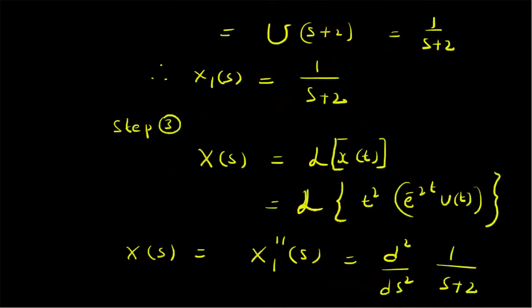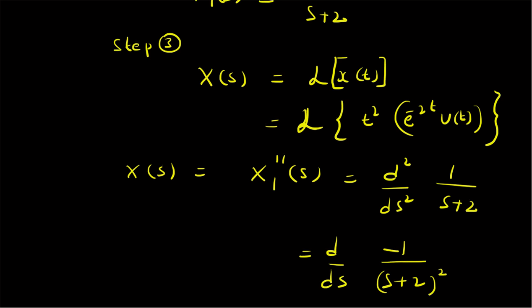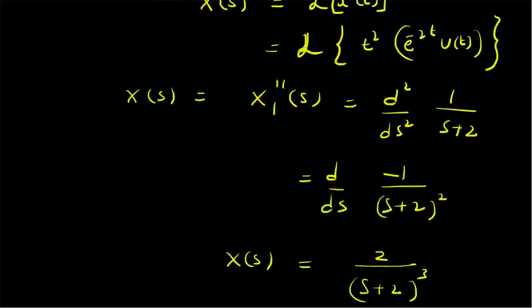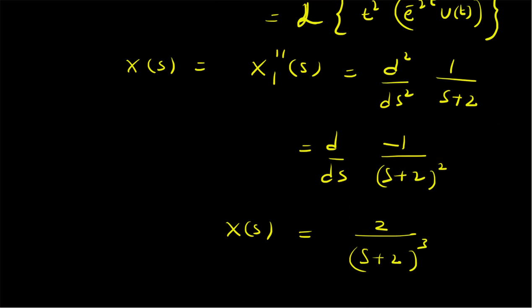And then in the third and final step, the Laplace transform of the given signal is found based on the differentiation property, that is differentiation in the s-plane. By using this property, we found that X(s) is the second derivative of X1(s), where X1(s) is the result in step 2. By simply applying the differentiation, we can see that X(s) is equal to 2/(s+2)³. In other words, the Laplace transform of the given signal t^2 e^(-2t) u(t) is 2/(s+2)³.